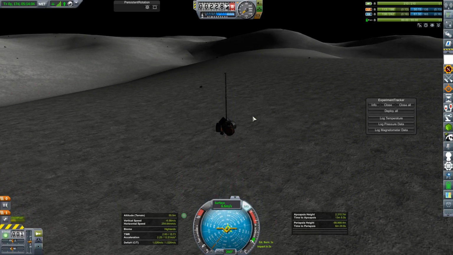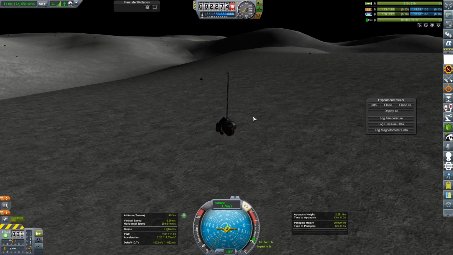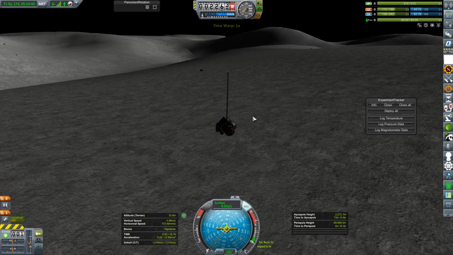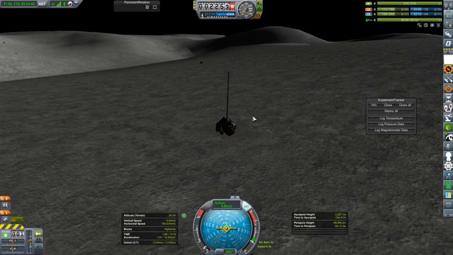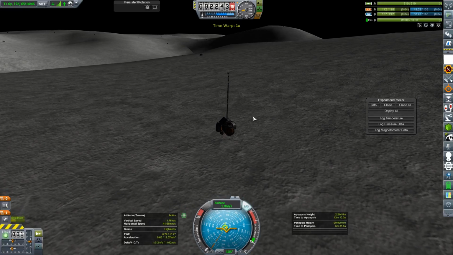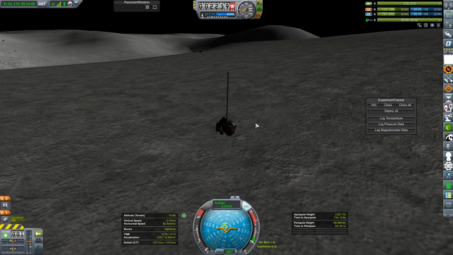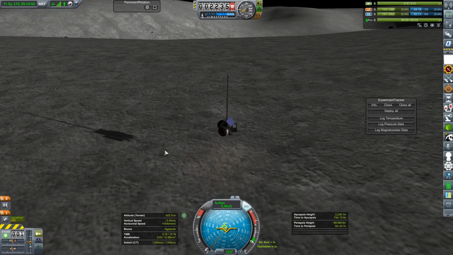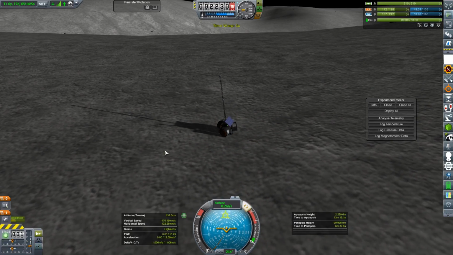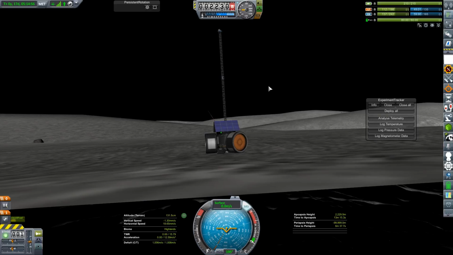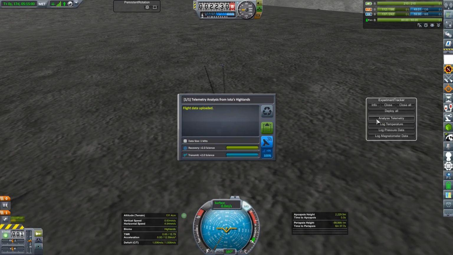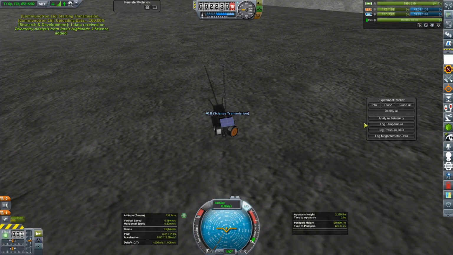6 seconds. Where's my shadow? There it is. Nope, don't tip over. Alright, successful landing in the highlands. Let's get some science, telemetry.